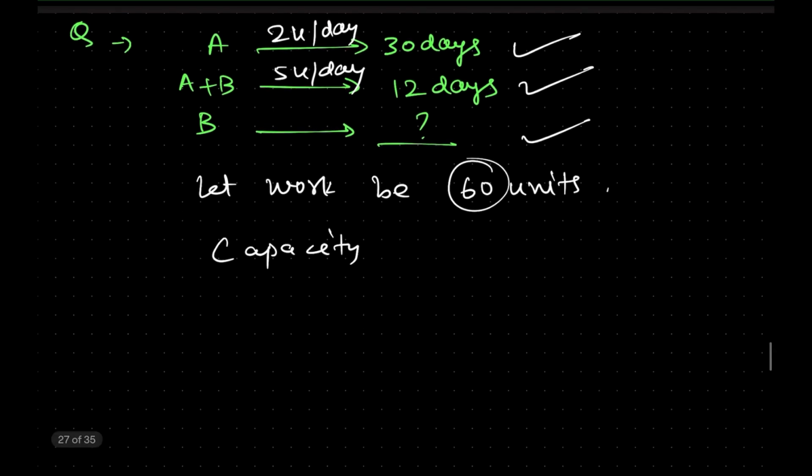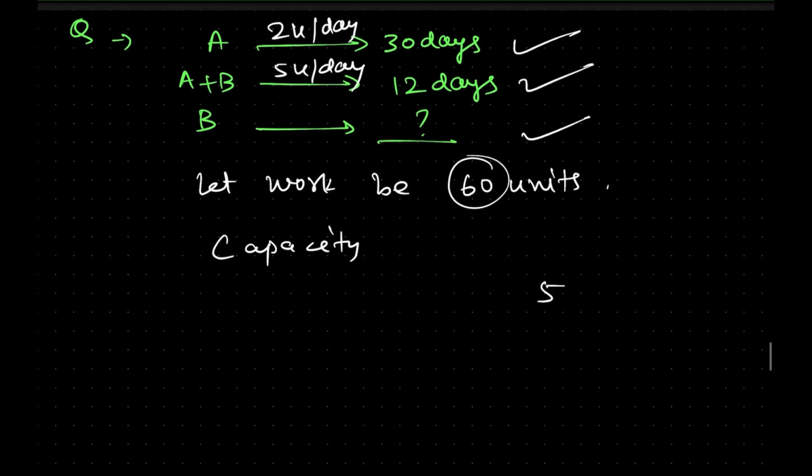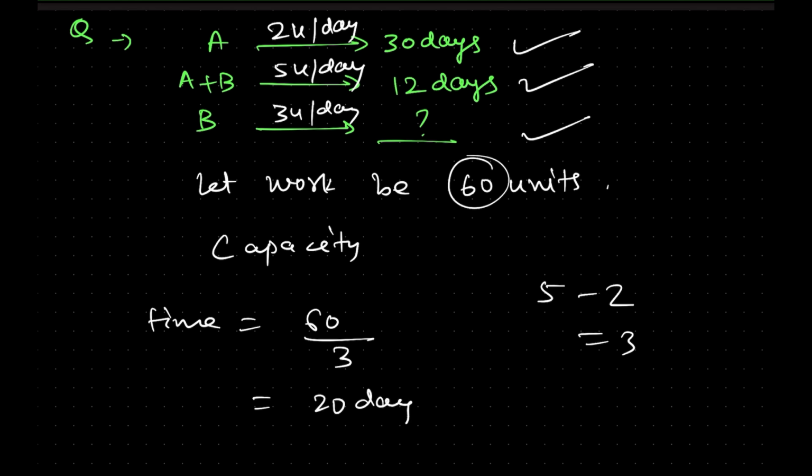If A does 2 units per day and both do 5 units per day, then the capacity of B is 5 minus 2, that is 3 units per day, and our work was 60 units. So time taken by B will be 60 divided by 3, which is 20 days. I hope you can see that if we assume the work to be some divisible number, it makes our overall process easier, and we don't have to deal with fractions.